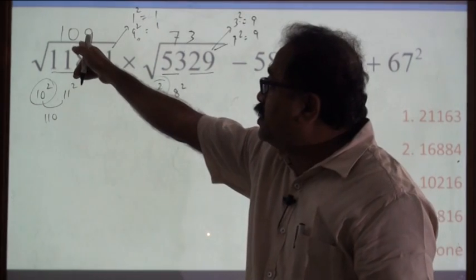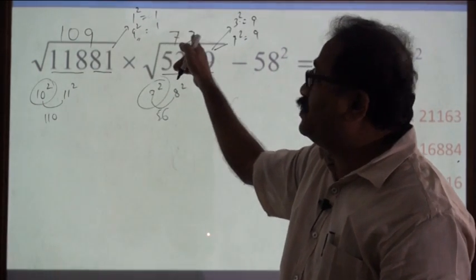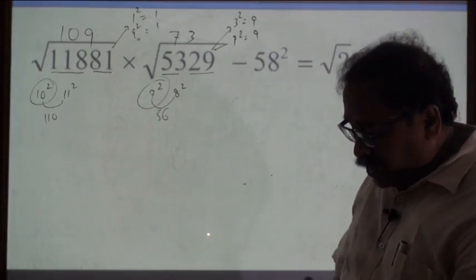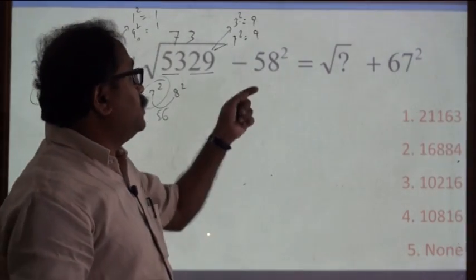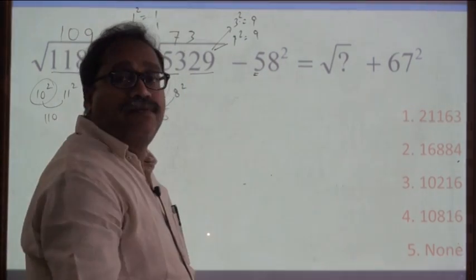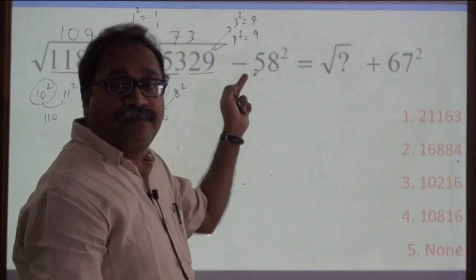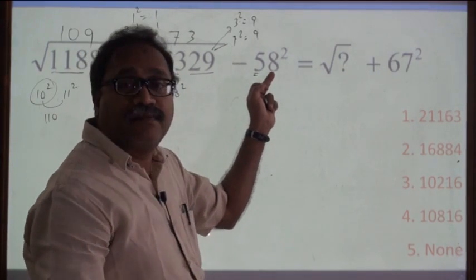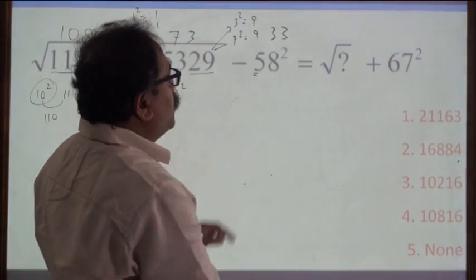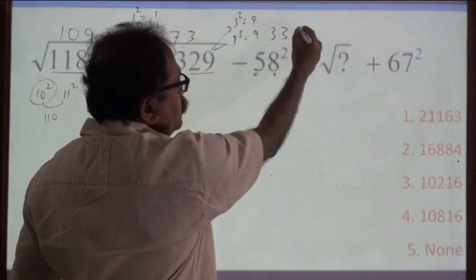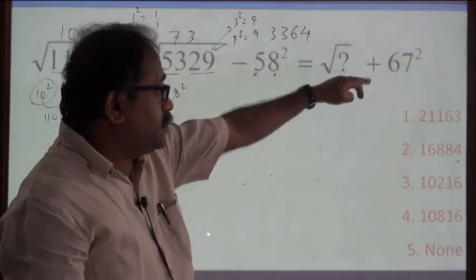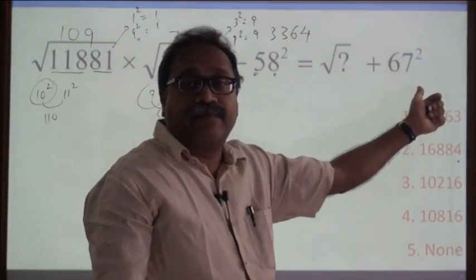So this is 109 into 73 minus 58 square. I discussed that whenever the tens digit is 5, take this as a square. 5 square 25, 25 plus 8 is 33. So this number is 33 followed by 8 square, 64. Now the next number, 67.